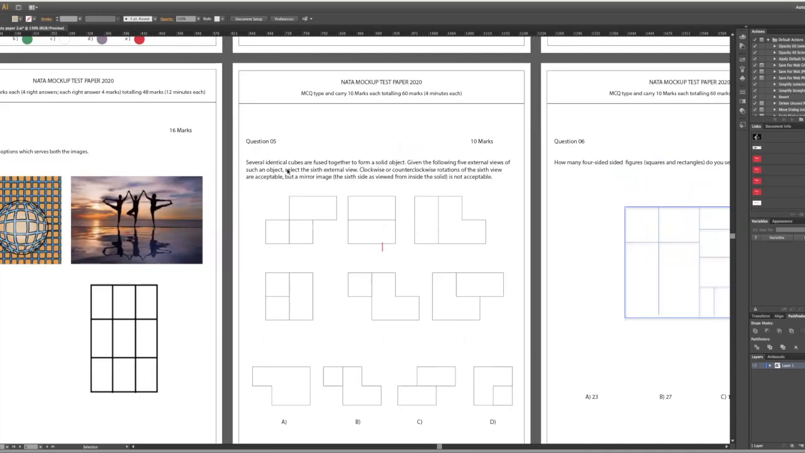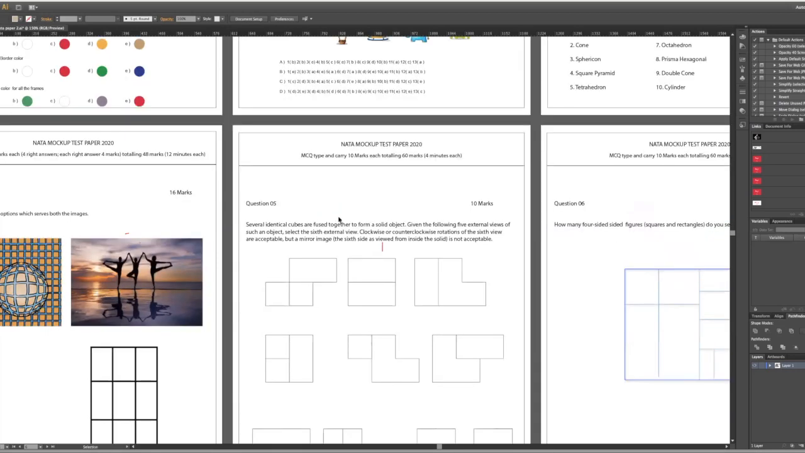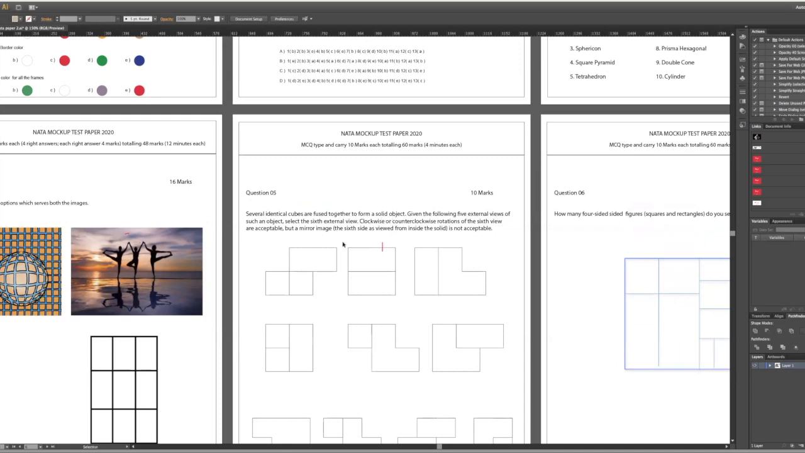Several identical cubes. So you know what cubes are, right? All sides are equal and identical, and they are fused together to form a solid object. It means small cubes together, when you combine them, make another big 3D object. That is the meaning of the first line. I'll repeat it: several identical cubes are fused together to form a solid object. Means 3 cubes, 4 cubes, 5 cubes. These cubes come together and make another big object. That is the first line.